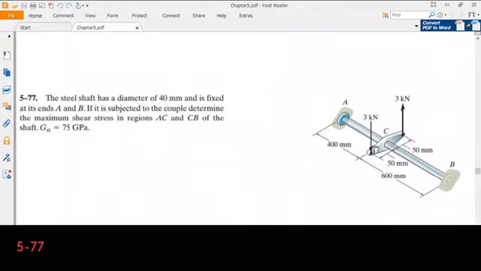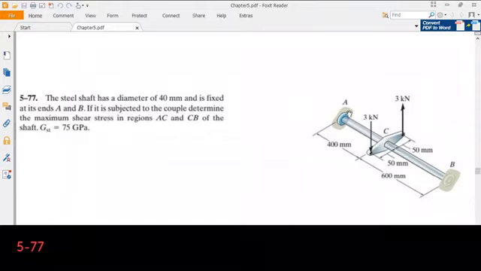Okay, so we have a steel shaft fixed at both ends. We have a force couple. The magnitude of the force is given as 3 kilonewtons, and the distance between the two forces is 100 millimeters, and its position is given. So the load arm is 600 millimeters far away from point B and 400 millimeters far away from point A.